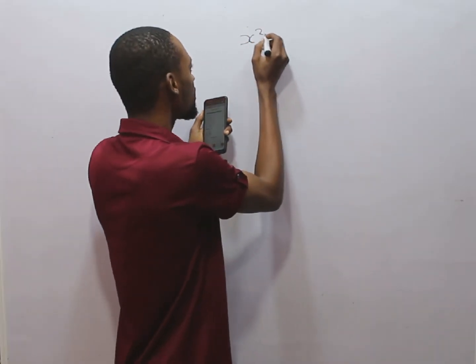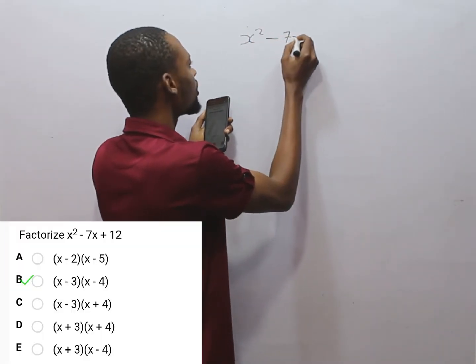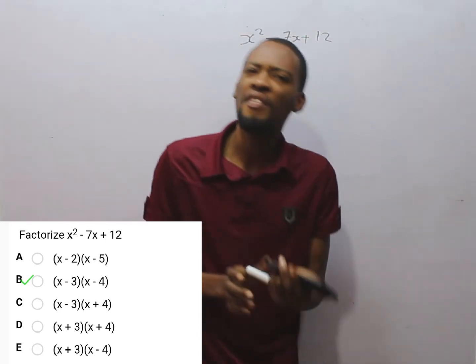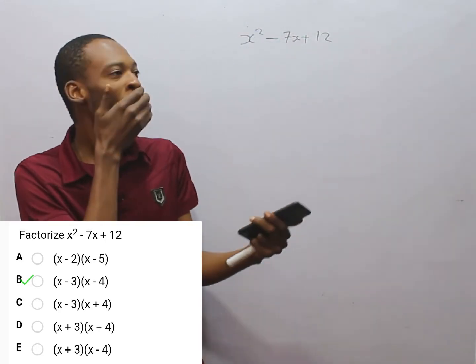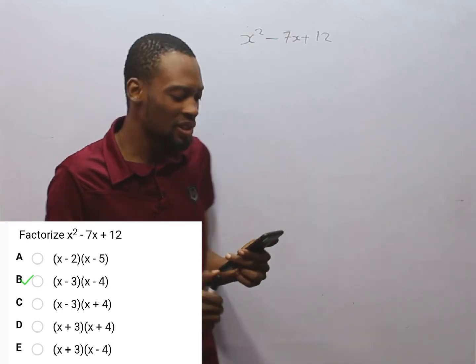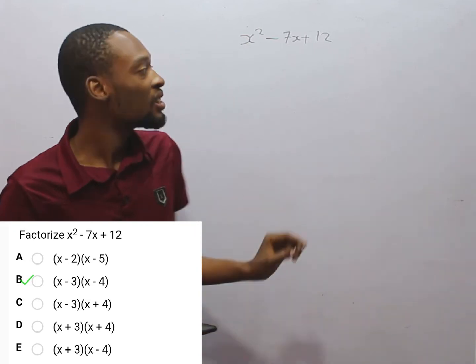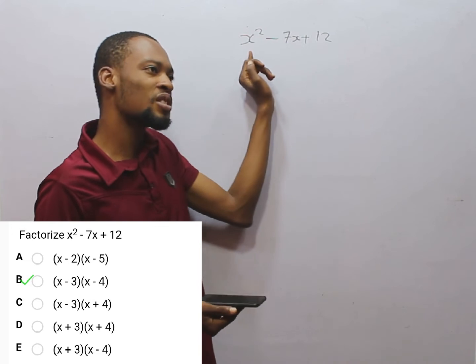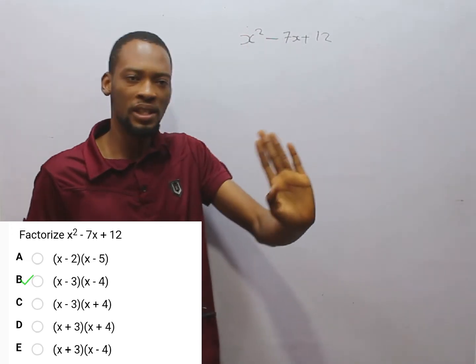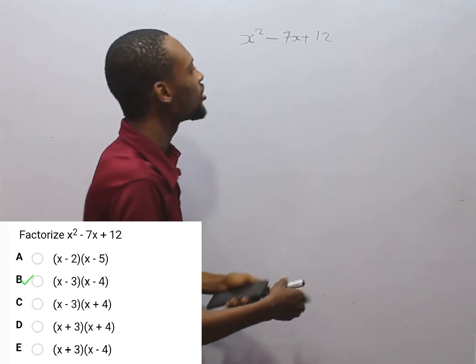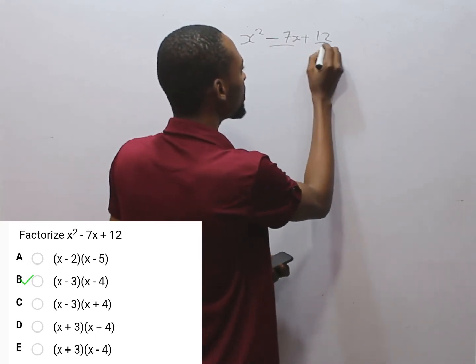Factorize s squared minus 7s plus 12. This is trying to say solve the quadratic equation. How do you solve a quadratic equation? The first thing you simply do is check, is there any number here? If it's just s squared, it simply means we have 1s squared, then don't bother.